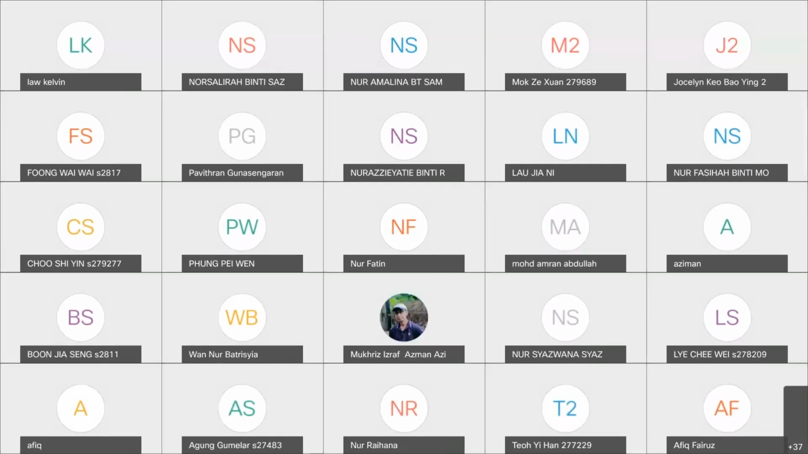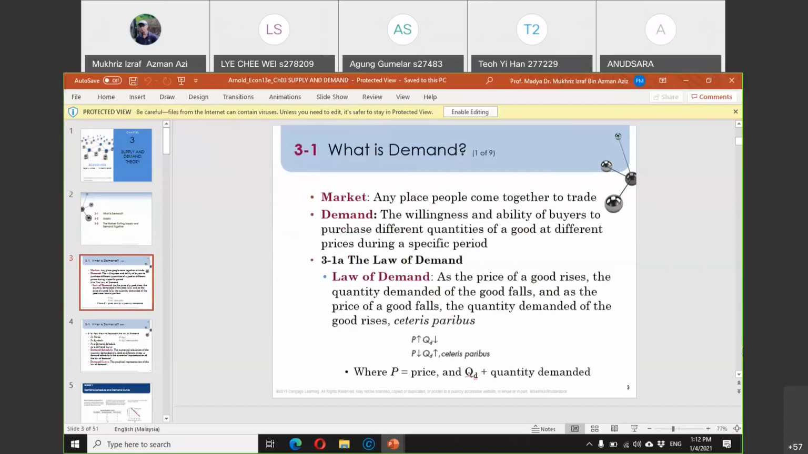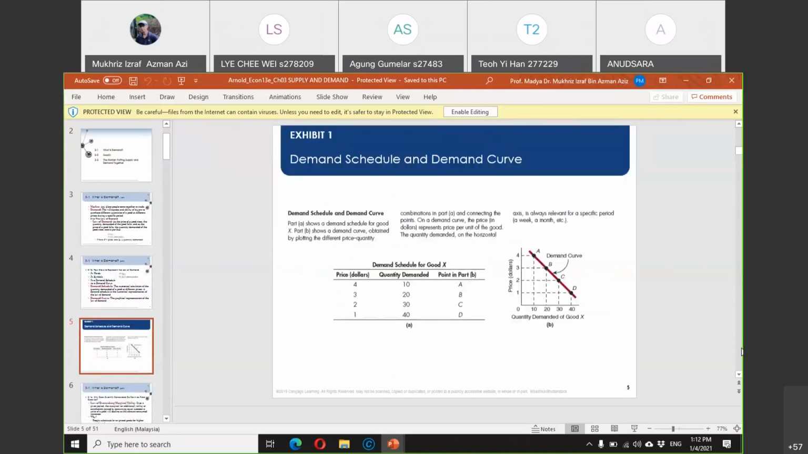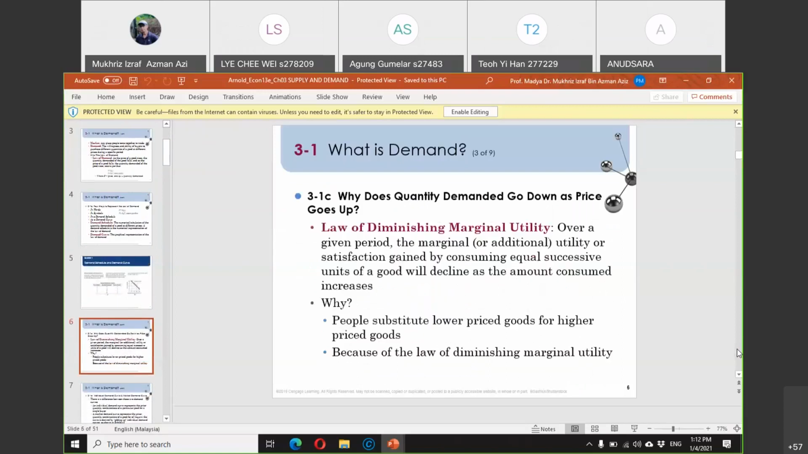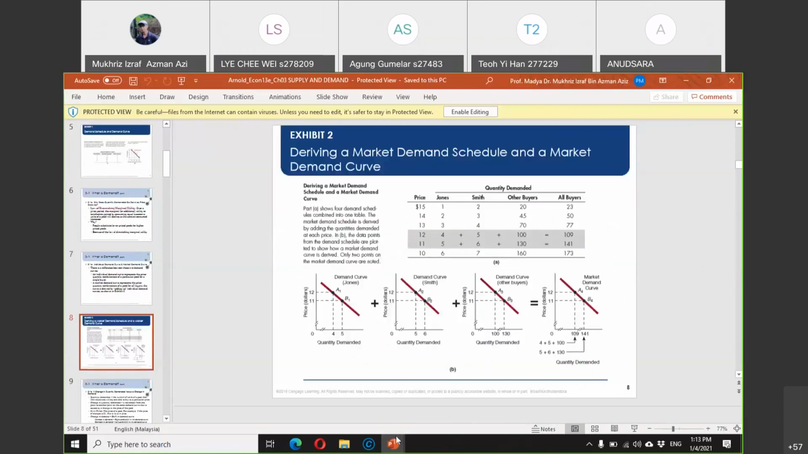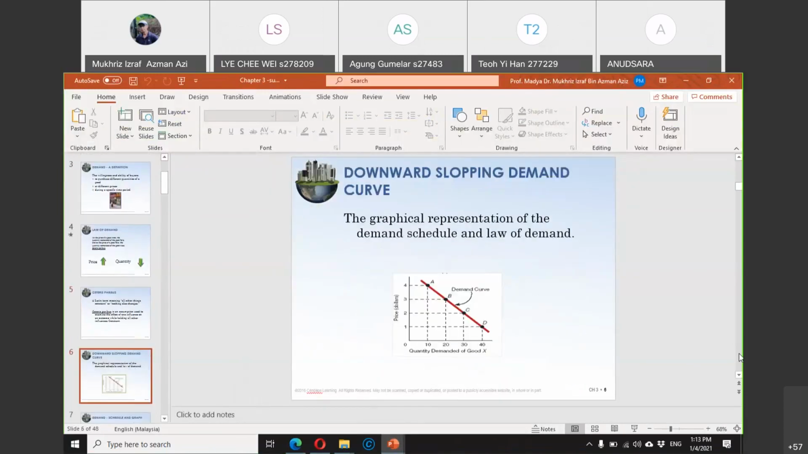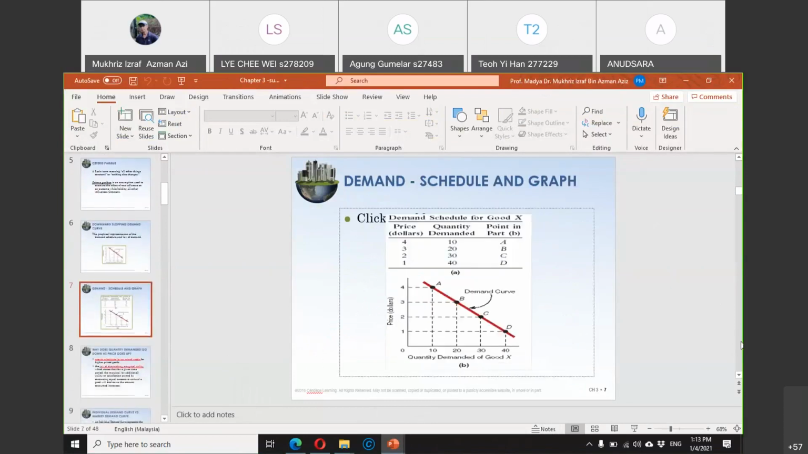Okay, so last Monday we discussed the basic law of demand. Price goes up, quantity goes down for normal goods. And then, how do you derive the demand curve? So this is the one that we discussed, from this slide, the general demand curve.